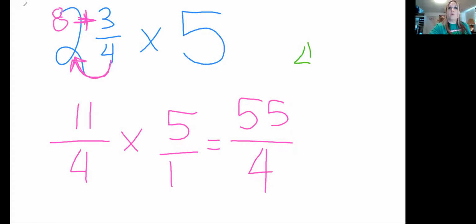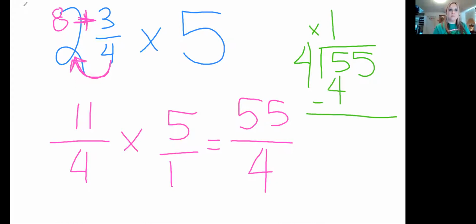Okay, 4 divided by 55. Now, luckily, I don't have to figure out how many times 4 goes into 55 because my divisor 4 is smaller than the number in the tens place. 4 is smaller than 5. Therefore, it goes in 1 time. 1 times 4 is 4, and subtract. 5 minus 4 is 1. Carry down the 5.